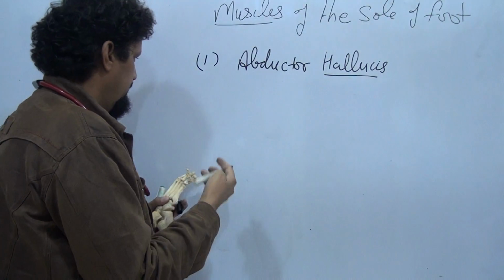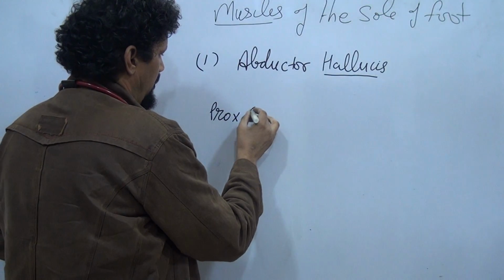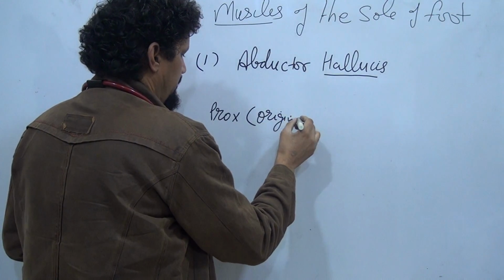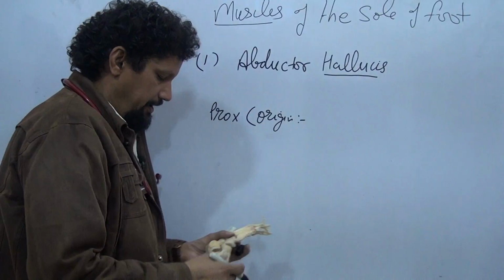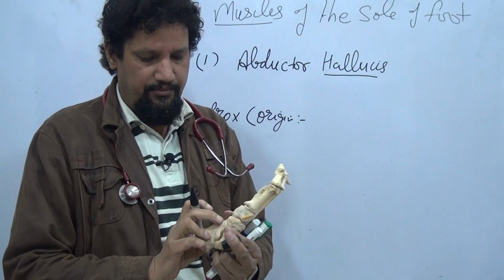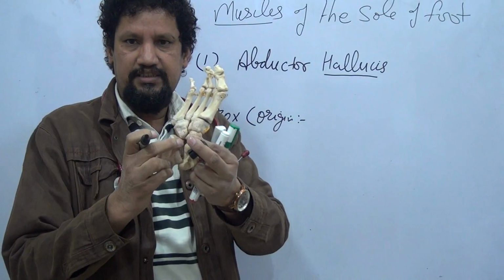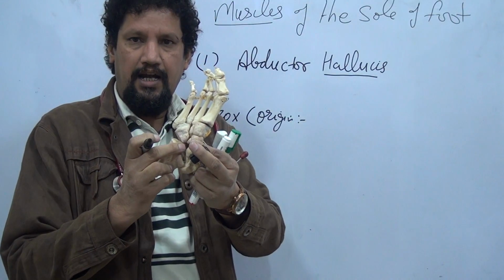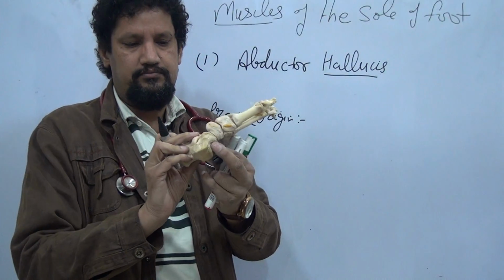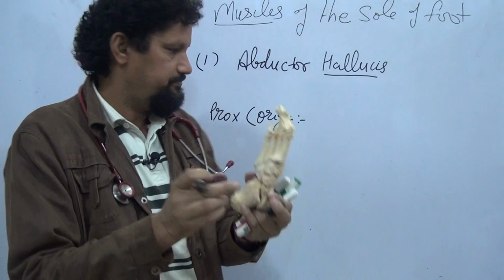The proximal attachment or the origin of the muscle is from the medial tubercle. This is the medial tubercle of the tuberosity of the calcaneus. So this is the medial tubercle, and the abductor hallucis is taking origin from this point. This is the point where the abductor hallucis is attached proximally.